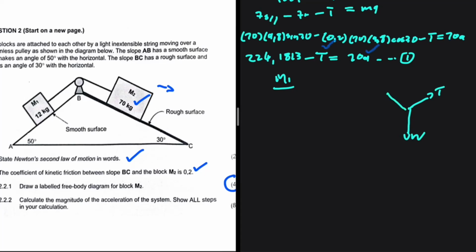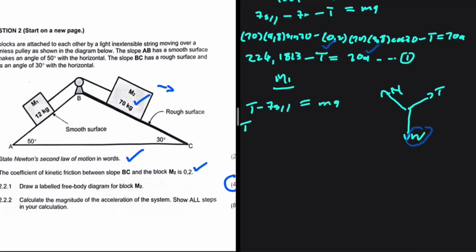We have the normal force. M1 is experiencing no frictional force, so we can leave it like that. When we set up our equation, the force that is pulling M1 is the tension minus the force that is opposing, the parallel component of the weight. So we have Fnet equals Ma.